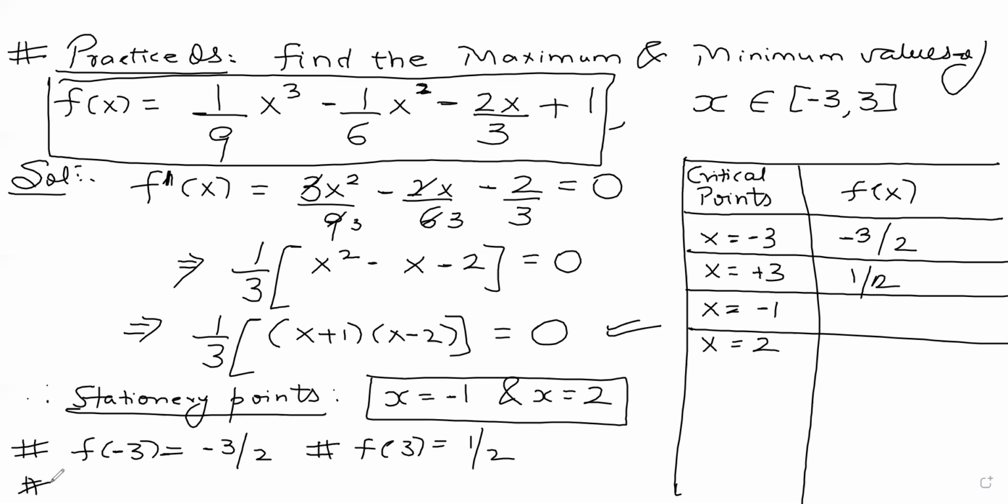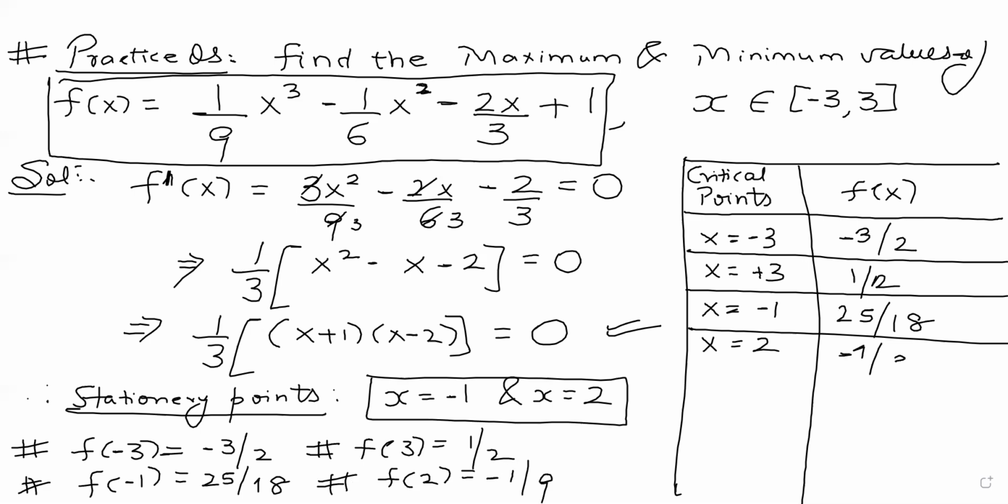f of minus 1 is going to come out as 25 by 18. If you put minus 1 in the function, you get 25 by 18. And if you put 2 in the function, f of 2 is coming out as minus 1 by 9. So guys, these are the values we are getting when we put all the critical points in the function.